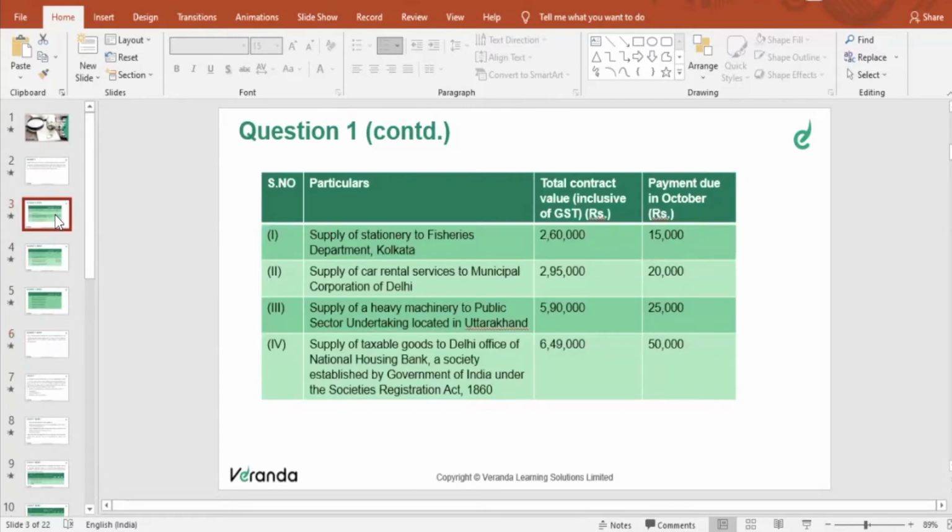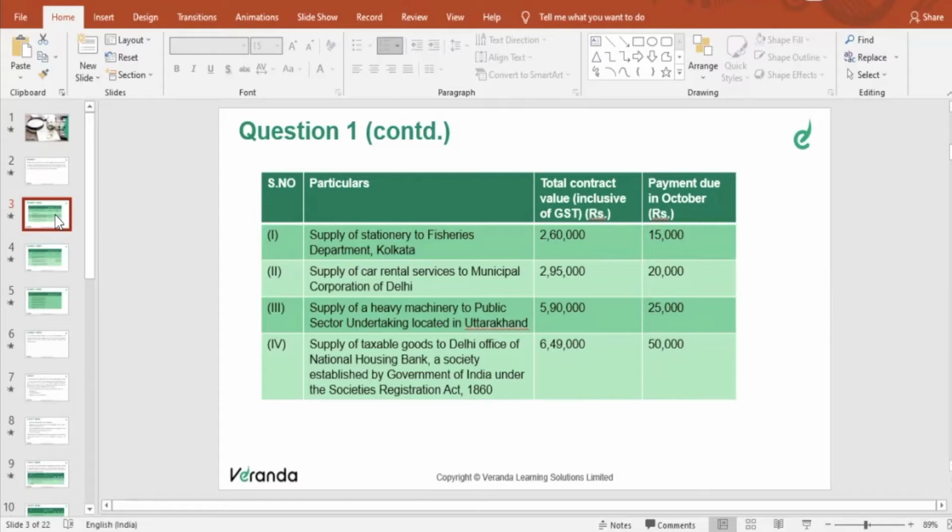The first point is supply of stationery to Fisheries Department, Kolkata, where the total contract value inclusive of GST is 2,60,000 and the payment due in October is rupees 15,000. Now, who can guide me through this? Total contract value is 2.6 lakh, which means it's including GST. 18% is the rate of GST. Perfect. If we calculate 2,60,000 divided by 118 into 100, it will be less than 2.5 lakh. So there's no need to deduct TDS. Brilliantly put.